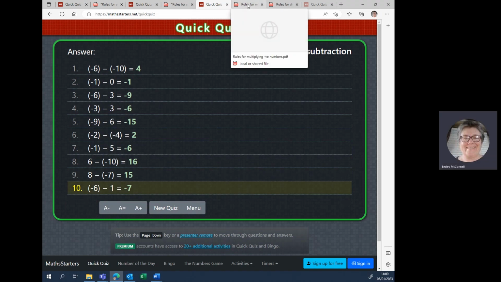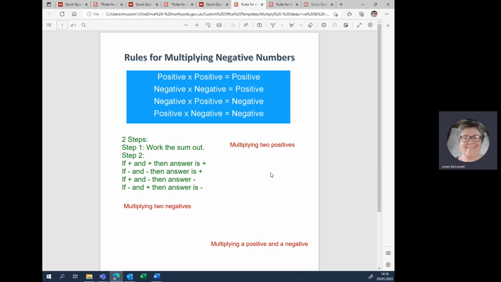Okay, so the next set that we're going to look at are for the rules of multiplying negative numbers. So, as I said before, positive and positive gives a positive answer. Negative and negative gives a positive answer. Negative and positive gives a negative. Positive and negative gives a negative. So if they're the same, we get a positive answer. If they're different, we get a negative answer.